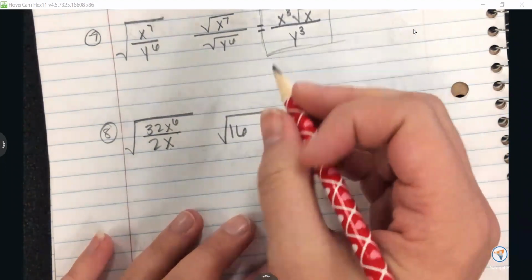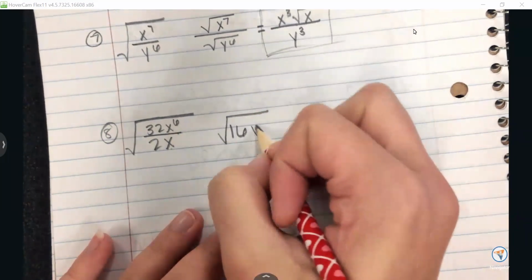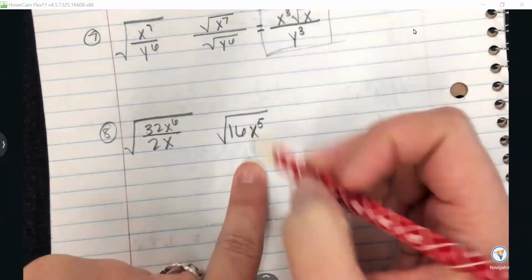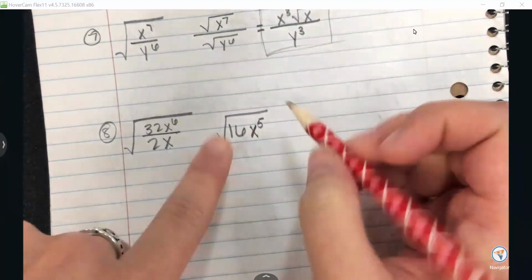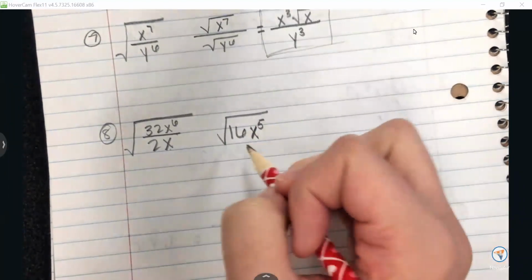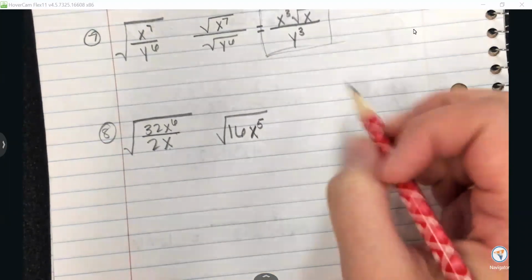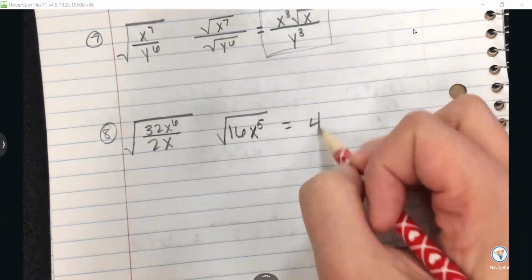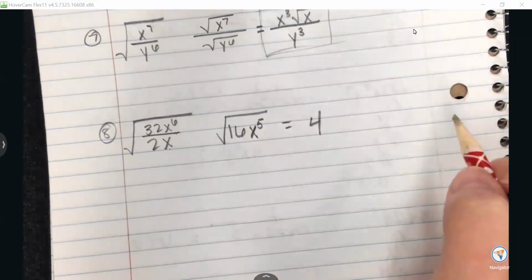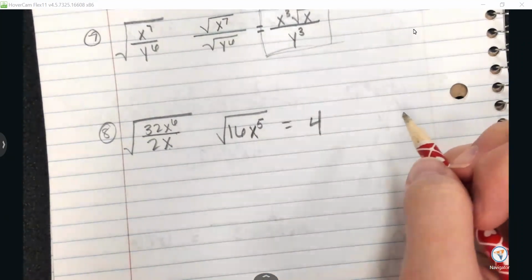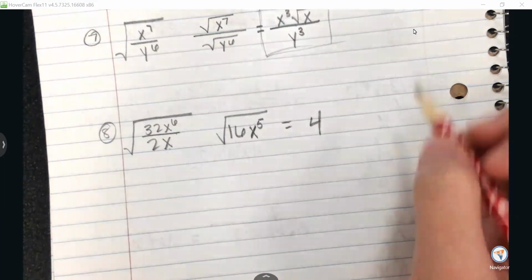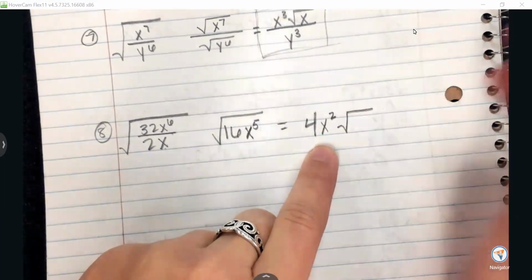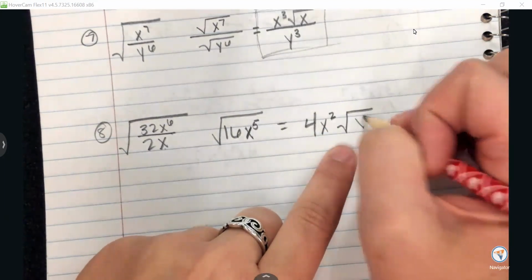No, x to the 5th. So now I can ask myself and break it down. 16 is a perfect square, but if you didn't know, you can do your 4 times 4 and get your numbers. So 4 is my perfect square outside. If I have 5 x's, how many groups of 2 can I take out? So x squared would be outside, and what would be left inside? X.